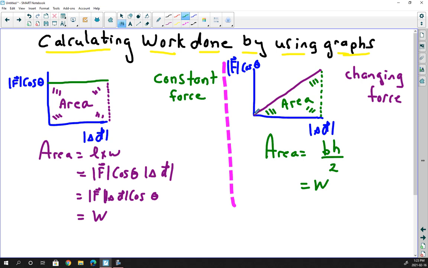So let's say, oh, it got pushed for 5 meters. Oh, and where did the force max out at? Oh, it maxed out at 10 newtons, right? Well, that's what you would put in there. Divide by 2, and you would have your work.